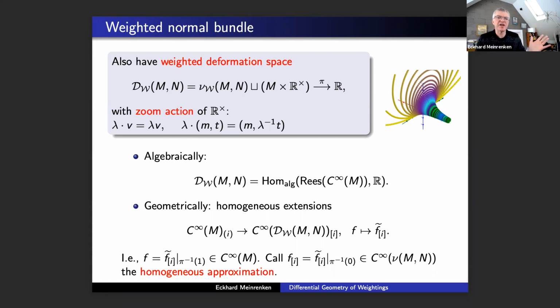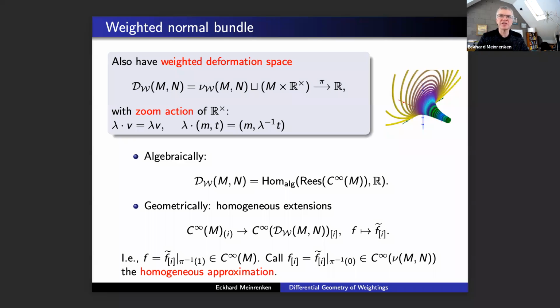So if everything is unweighted, let's maybe go back and look at the case where the weighting is just trivial. If you have a function vanishing along n, this would be of filtration degree 1. And then you get a linear function on the normal bundle. That would be the linear approximation in this case. If you have something that vanishes of order 2, then you get a quadratic function on the normal bundle.